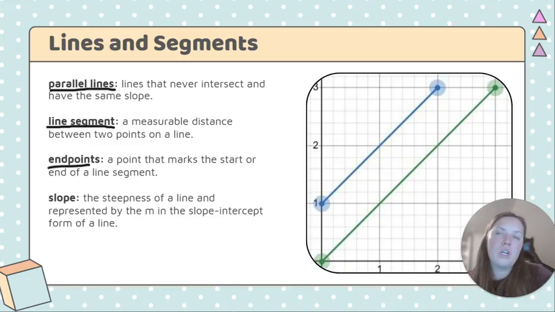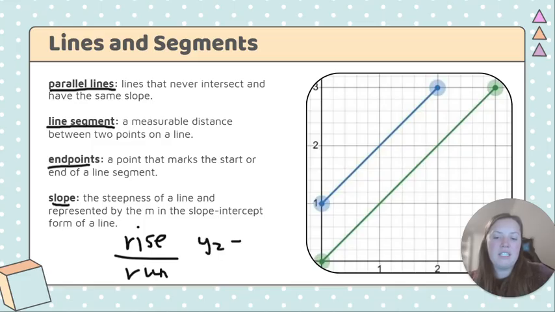When we're working here with our dilations, we are going to use slope as a way to determine if a figure is in fact a dilation. Just remember, slope is the steepness. We calculate slope by doing rise over run. That means we take the change in our y values and put it in a fraction over the change in our x values.